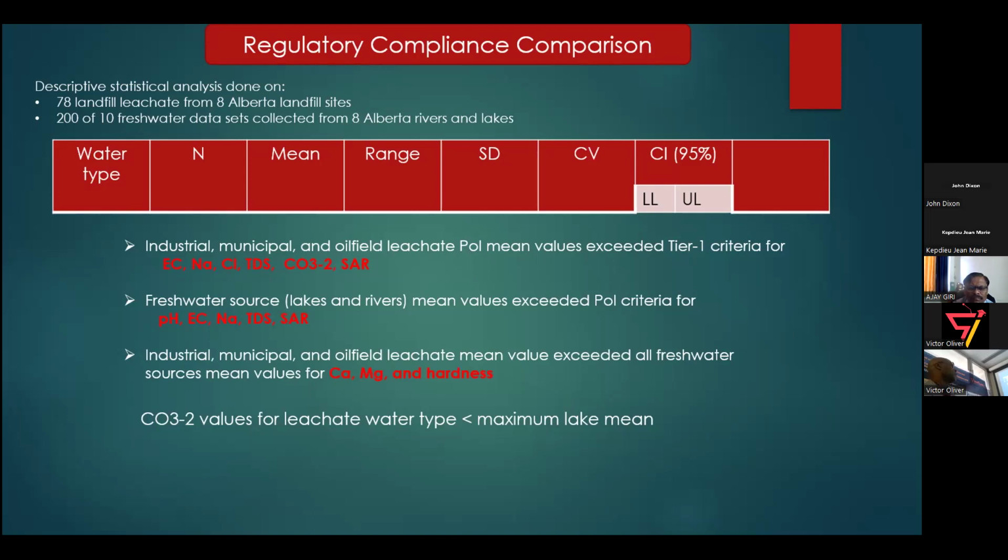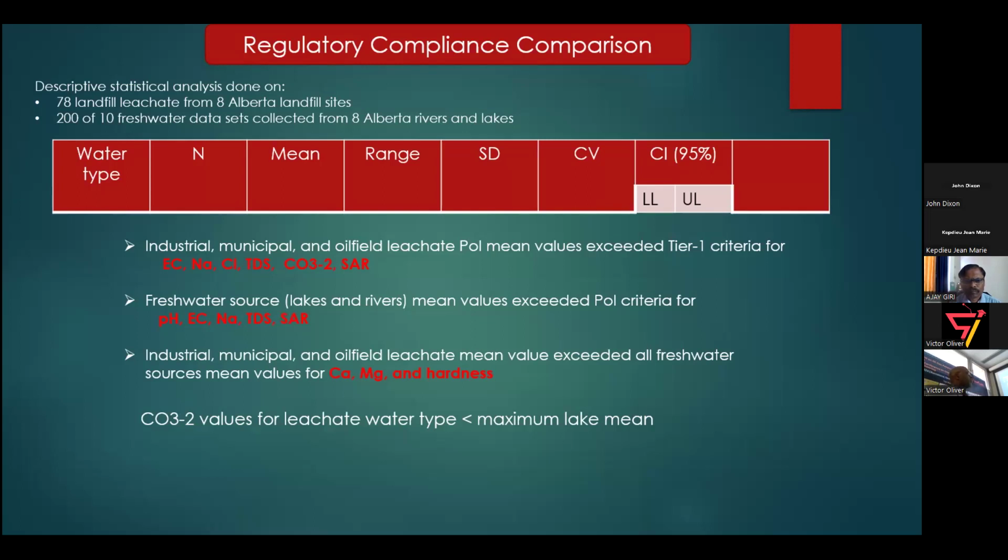So when we did that, this is how we arranged the data: water type and number of samples, the mean, the range, standard deviation, coefficient of variation, and confidence interval, as I pointed out. Okay, lower limit and upper limit. So that's pretty much, from a result standpoint, what we got for industrial, municipal, and oilfield leachate.